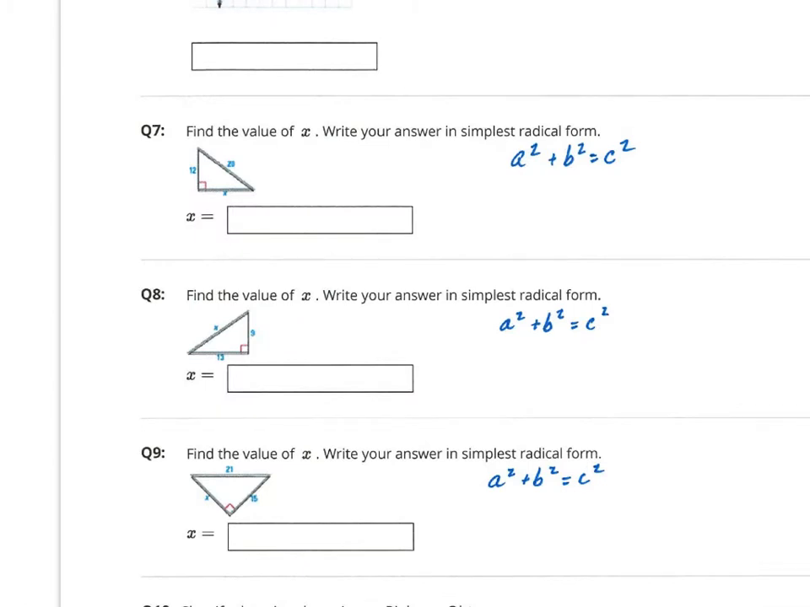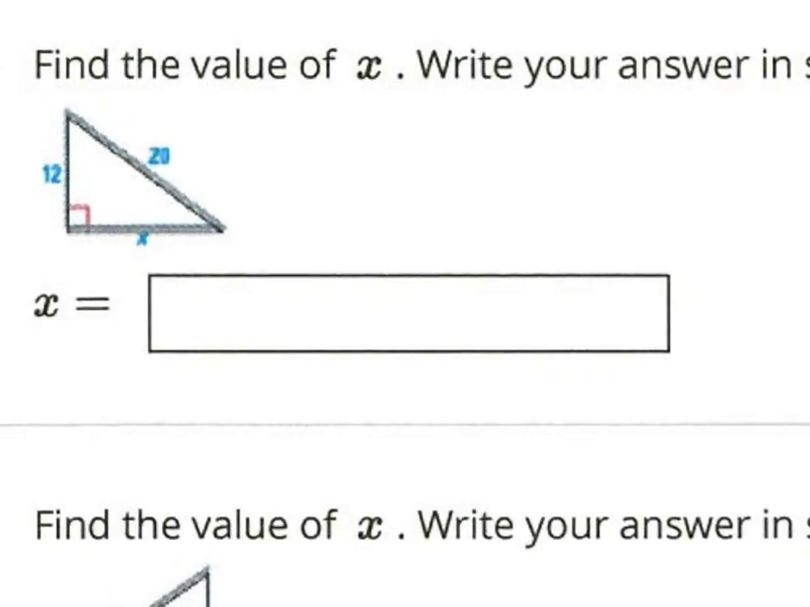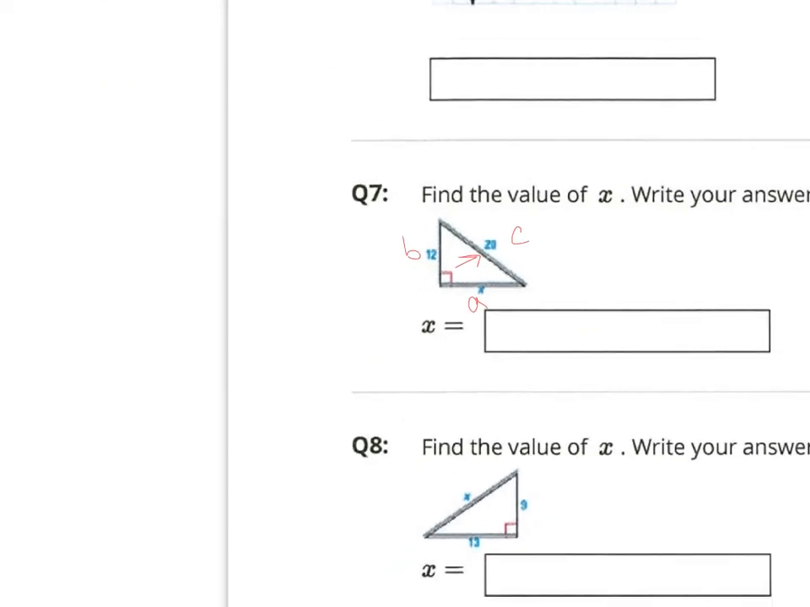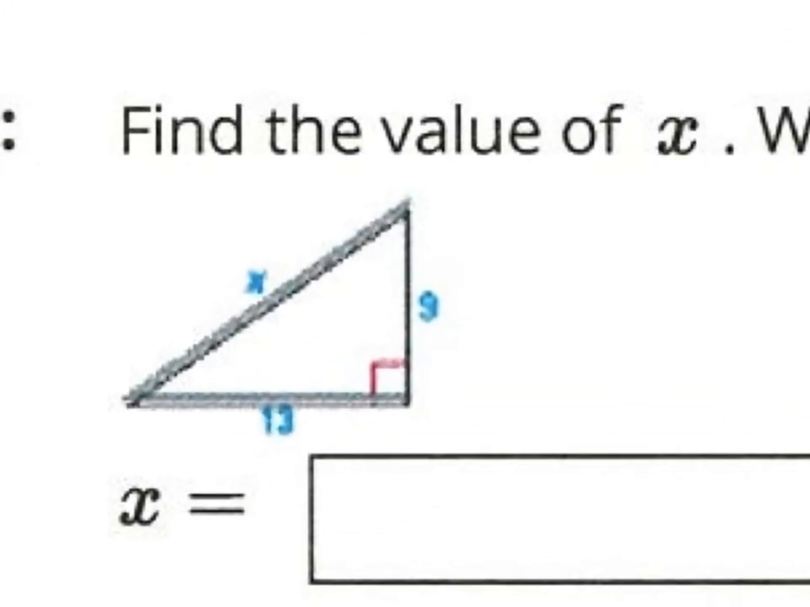Questions 7, 8, and 9, you're just going to use the Pythagorean theorem. I wrote the theorem out there for you on each one. The most important side to label is always going to be your C. That's always going to be opposite the right angle, the hypotenuse. So I would call this side A, this side B. That's C over there.